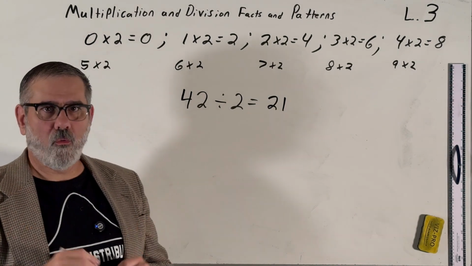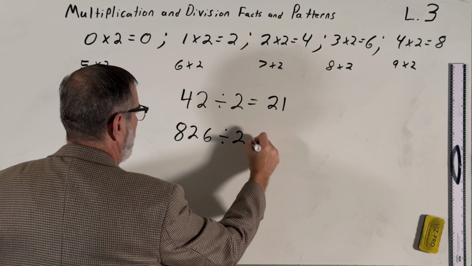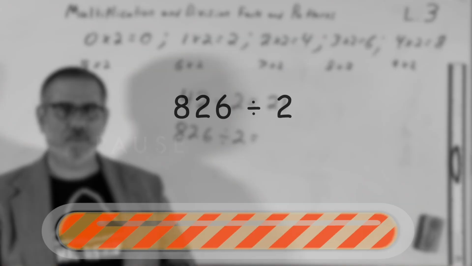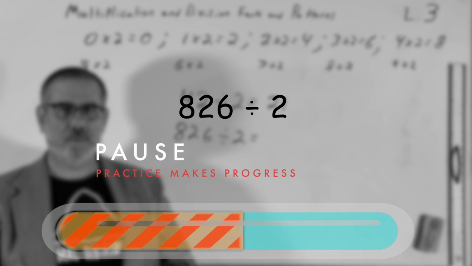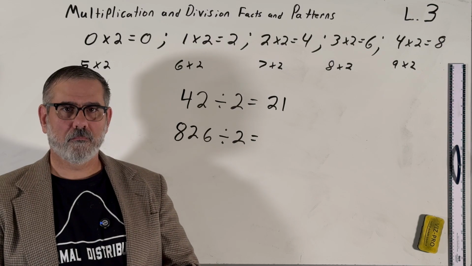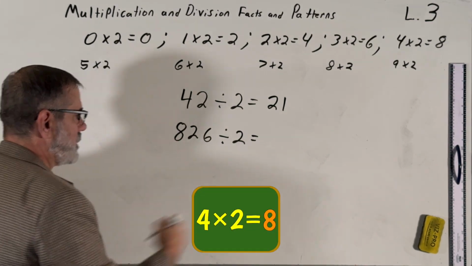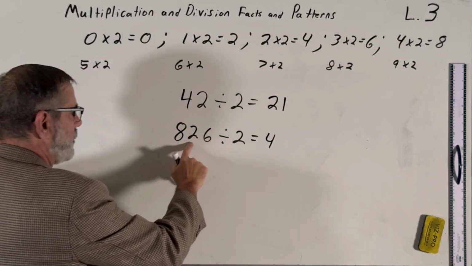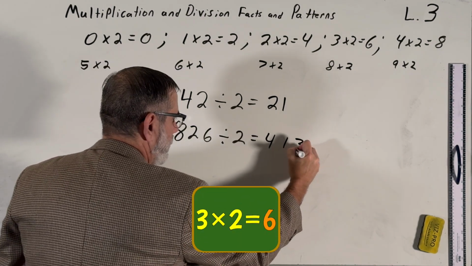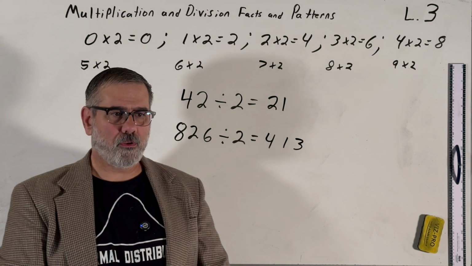Let me give you one to try. Let's try 826 divided by 2. Go ahead and pause the video and try that now. Okay, starting from the left, digit by digit, half of 8 is 4, half of 2 is 1, and half of 6 is 3. So 826 divided by 2 is 413.